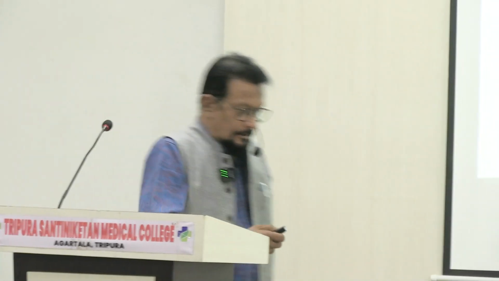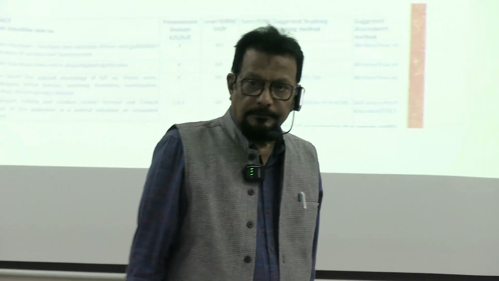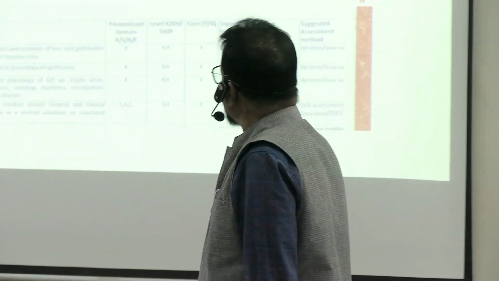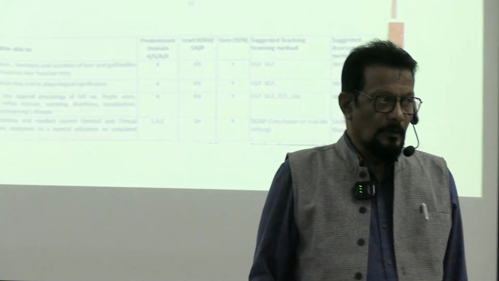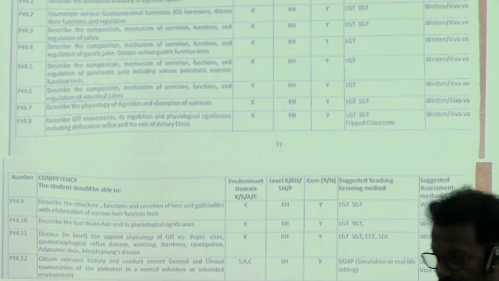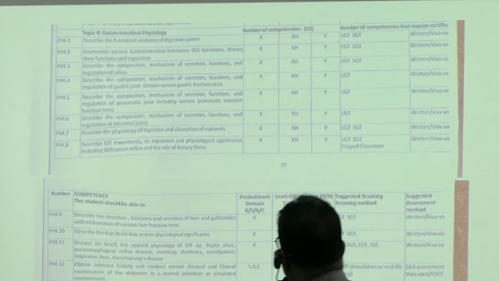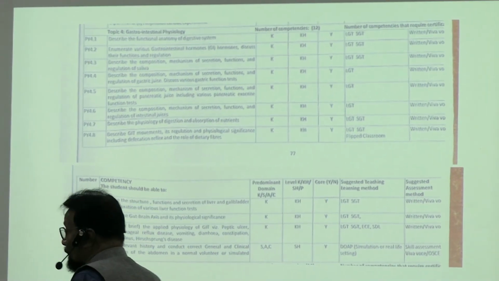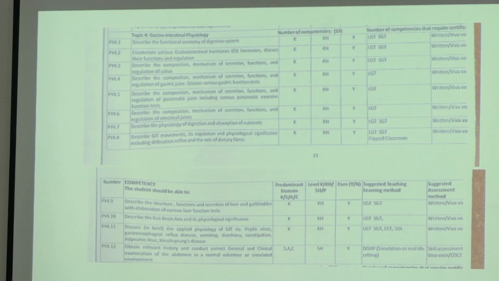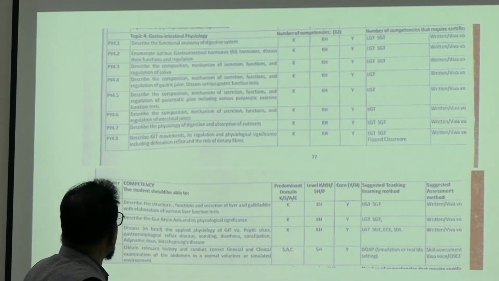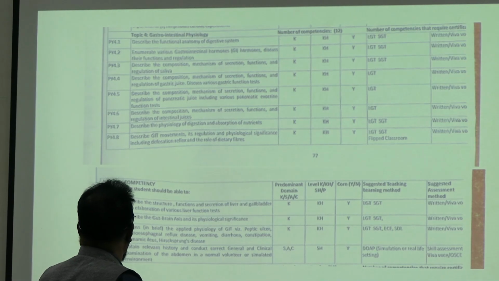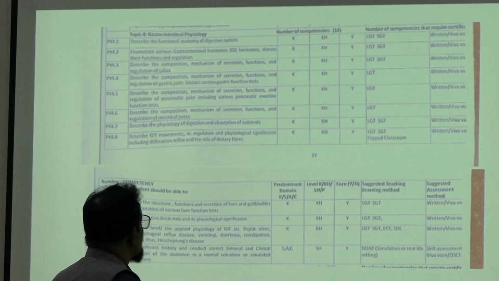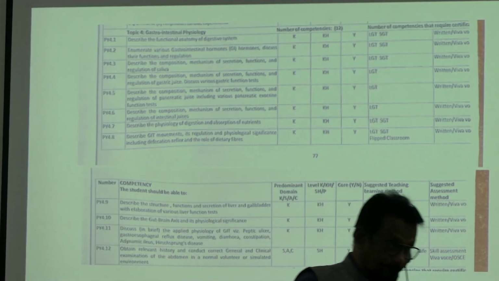Today we are going to start a new domain, that is gastrointestinal physiology. And today is the first competency, number 4.1. Competency number 4.1 says: describe the functional anatomy of the digestive system.